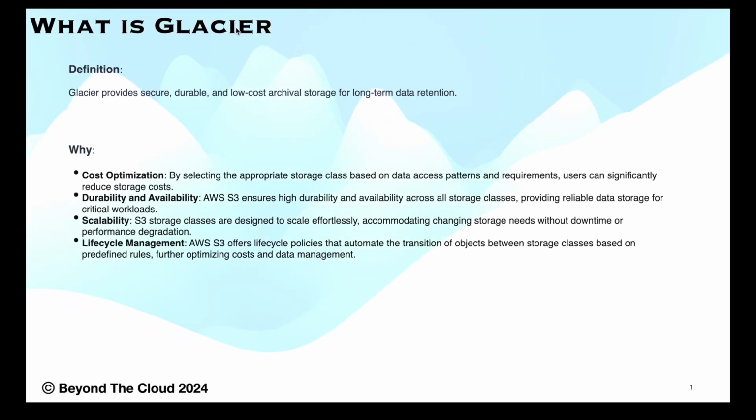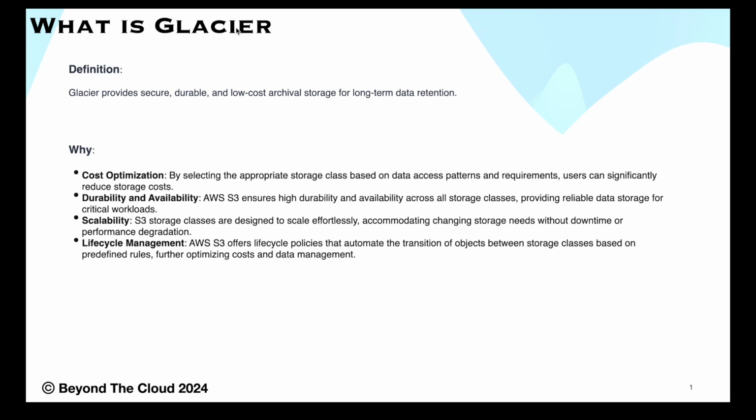So why is it needed? Moving objects between the storage classes is needed most of the time mainly for cost optimization. By selecting the appropriate storage class based on data access patterns and requirements, users can significantly reduce storage costs. The S3 standard class is costly, and if you move the data from the standard storage class to Glacier, you will pay much less money.